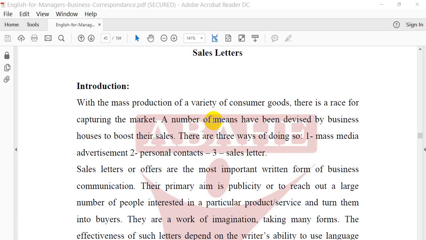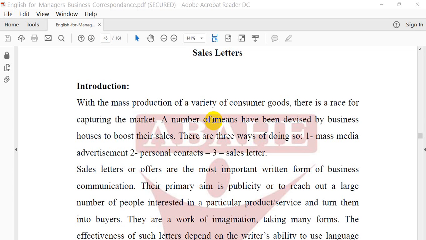We need to market our goods widely to international countries. For example, you have a company in Yemen and you need to make people know about your product. So what do you have to do? Sometimes you need mass media. Sometimes you have to make an advertisement. Sometimes you need personal contact to call other companies around the world. And sometimes you have to write sales letters.